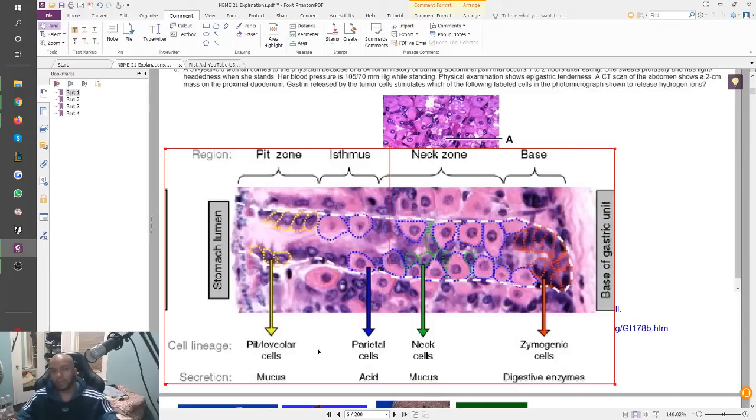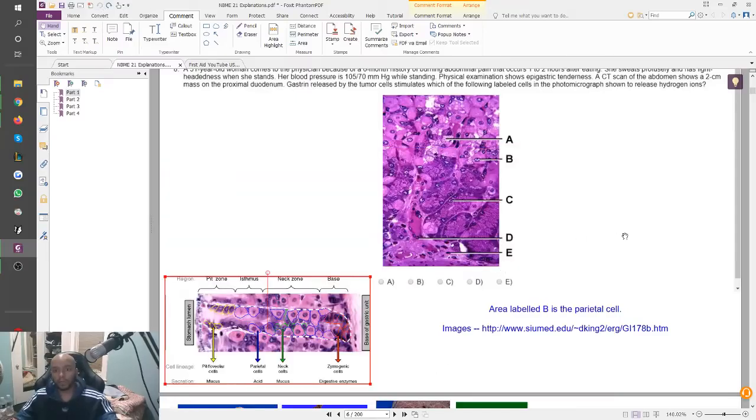The tinier cells are your neck cells that release mucus. Not really something significant that you need to know much about. Even the pit zone cells, also not that important. The mucus releasing cells are actually very tiny and irrelevant. All right, tiny and irrelevant. But these bigger cells that you're seeing here, that are very obviously cells with a nucleus and whatnot, those are the guys that are your parietal cells.